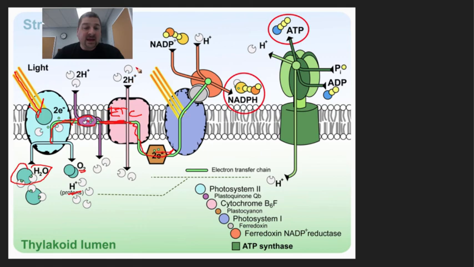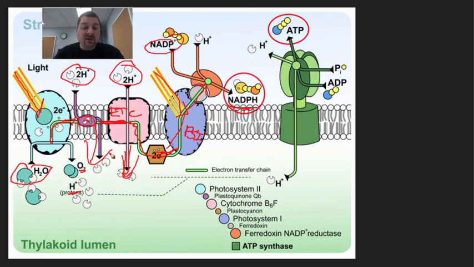As that happens, notice what happens. You've got hydrogen ions on the outside being pumped into this space when the electrons get to the end. Photosystem 1, PS1, is down here. Here comes light. It's going to re-excite the electrons. They're going to be picked up by NADP plus and turned into NADPH.